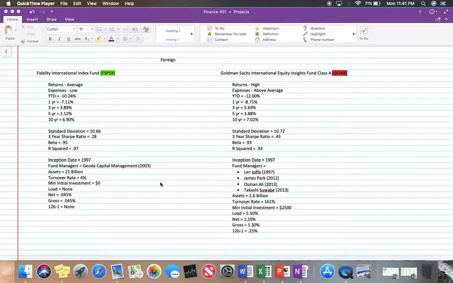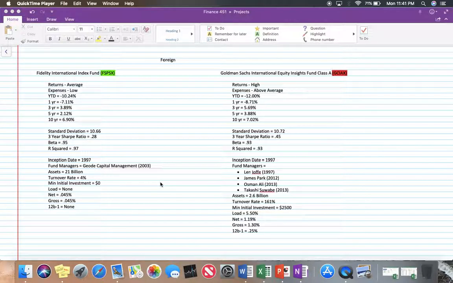The big difference is assets. The Fidelity International Fund has 21 billion, where the Goldman Sachs only has 2.6 billion. Turnover rate for the Fidelity International Fund is 4%, and Goldman Sachs is 161%. So, as far as changing equities within the fund, Goldman Sachs is much larger.